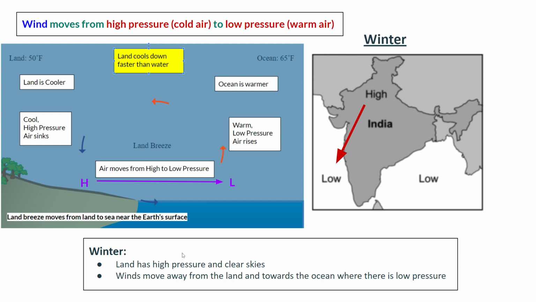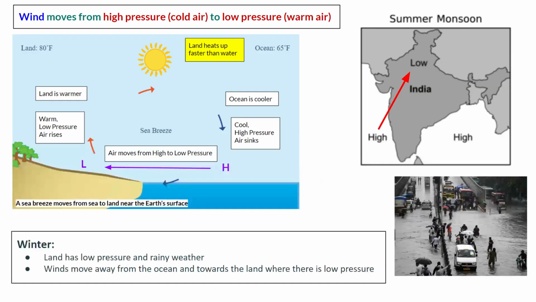So during the wintertime in India and other parts of Southeast Asia, land has high pressure and clear skies. It's really nice out. And wind moves from the land to the ocean because the ocean has low pressure in this case. But in the summertime, remember the land will heat up faster and it will have low pressure, and the water will heat up slower, so it will have high pressure and it will be cooler. So it will be the opposite. In the summertime, the land will be warmer, so it has low pressure. The ocean will be cooler, so it will have high pressure. And this time, the wind is still moving from high to low pressure.